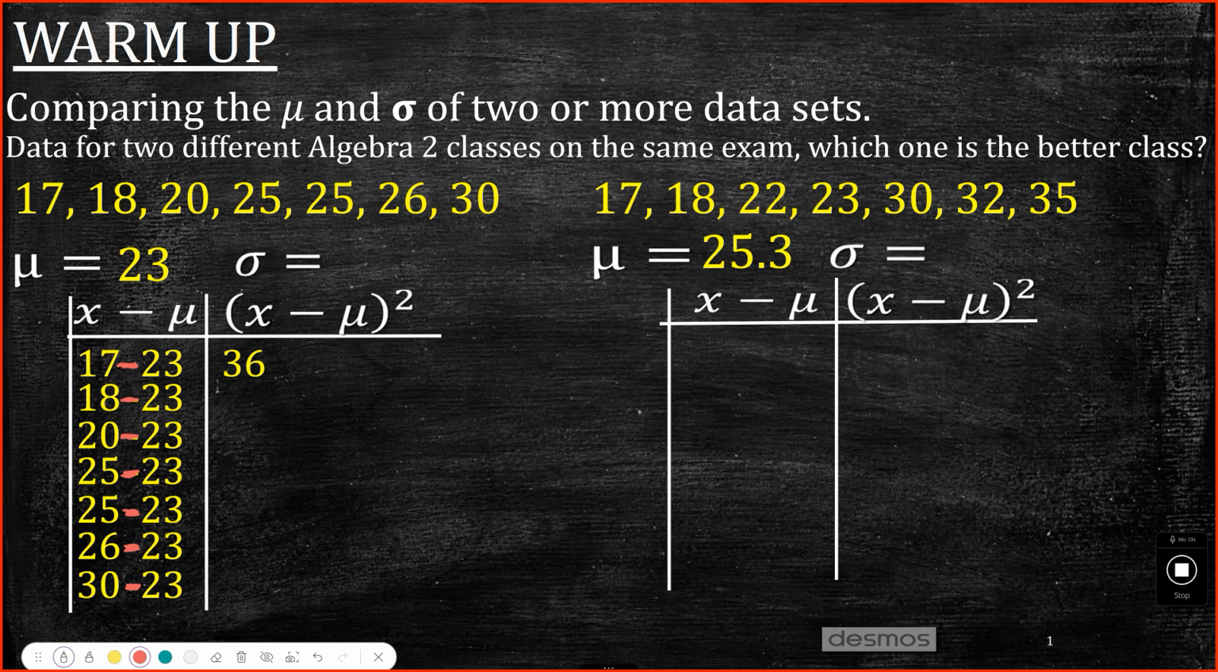Okay. 18 minus 23 is negative 5, okay? And then you're supposed to square it. So what is the answer? 25. Yes, 25. Okay. So basically, look, what I want you to do is do everything and just give me the final answer.